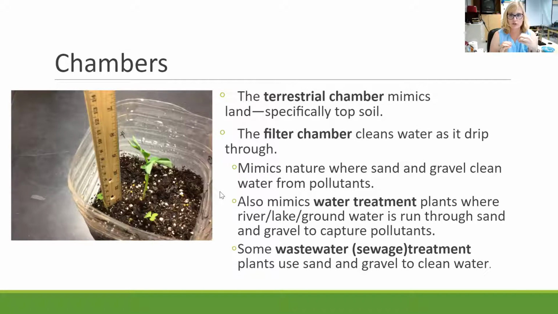In tertiary treatment, so third stage, which you'll learn later this year, we do an extra cleaning of our water with sand and gravel because it goes into our river, which then is used for agriculture. And there's also endangered species in our river. So for those reasons, we also do sand and gravel as part of the cleaning process.